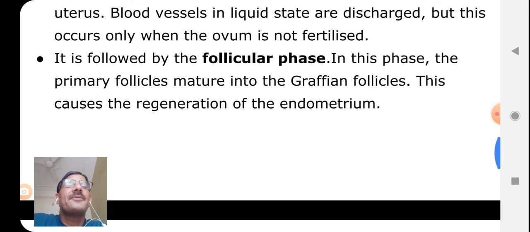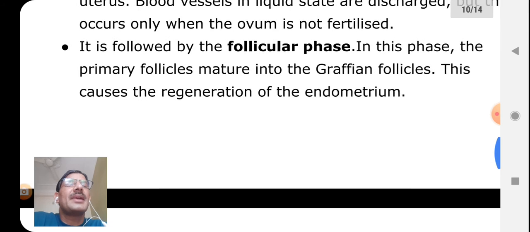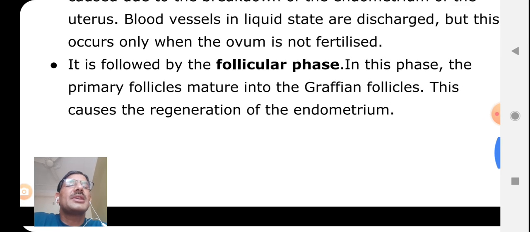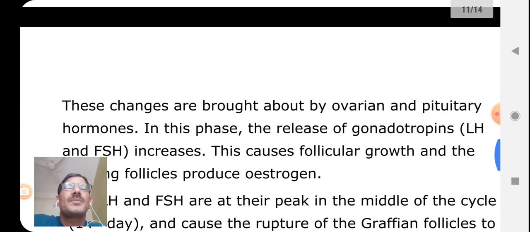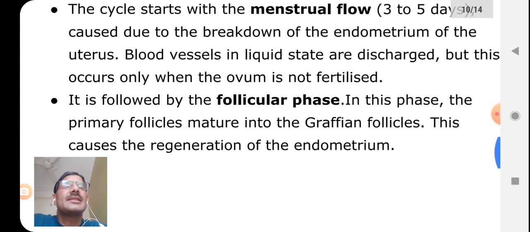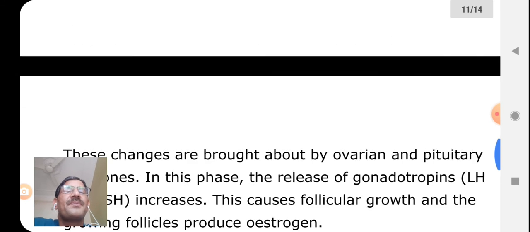It is followed by the follicular phase. After the menstrual phase, the second phase is the follicular phase. In this phase, the primary follicle matures into the Graafian follicle. This causes regeneration of the endometrium. The endometrium gets prepared and the primary follicle matures into the Graafian follicle. That was the second stage, the follicular phase. First was the menstrual phase, second the follicular phase.